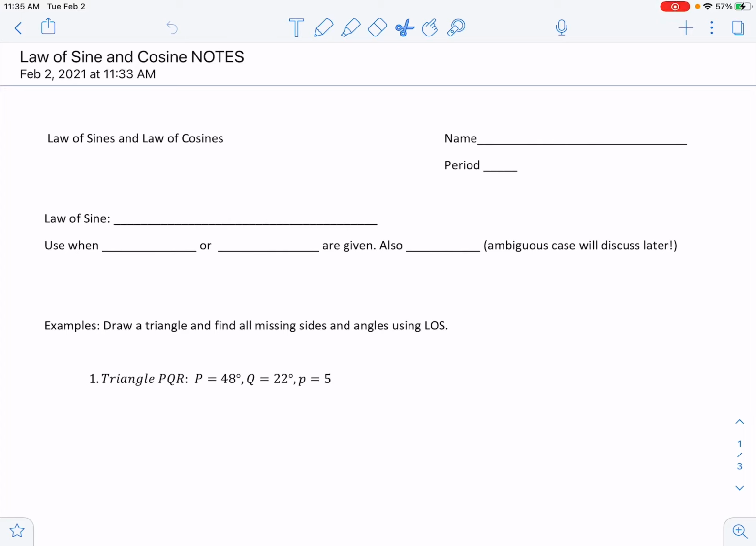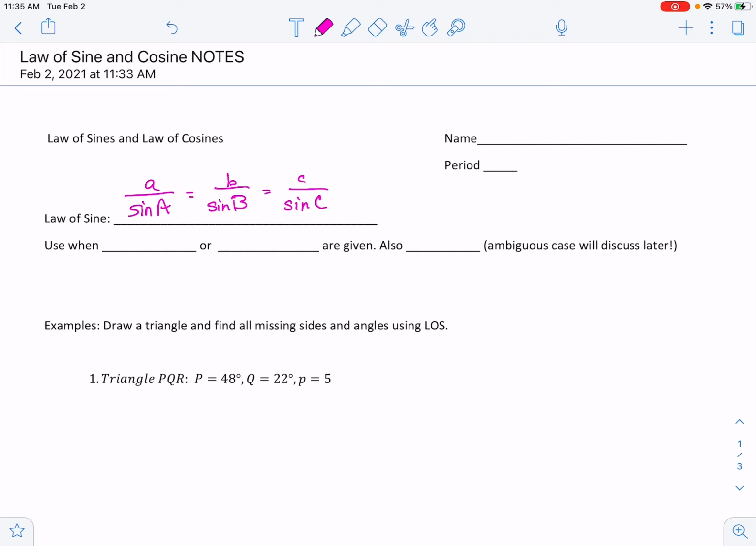Okay, today's lesson is about the law of sines and cosines. Alrighty, the law of sines is a over the sine of capital A, little b over the sine of capital B, and little c over the sine of capital C.